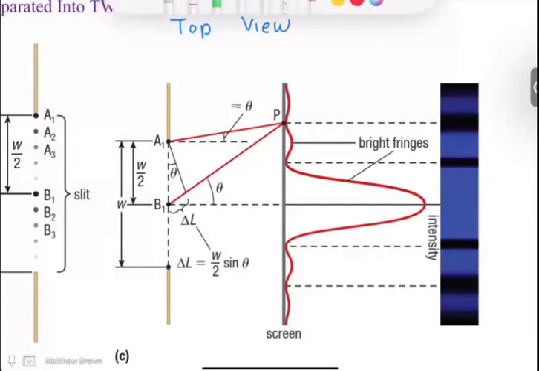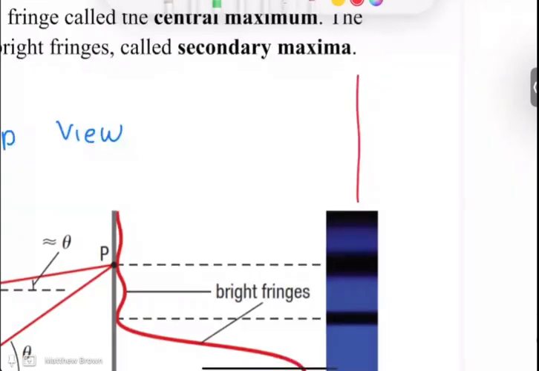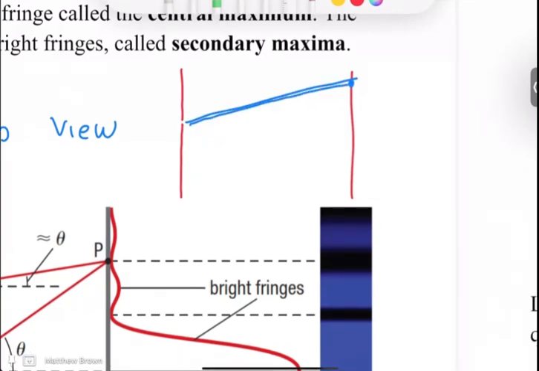The screen is far enough away that we can regard this path here, and this here, which is technically drawn that way, but when it's far enough away, they're basically parallel. The screen is all the way over here, and the width of your opening is really, really small comparatively. So if you've got some point here, essentially they're two parallel lines.